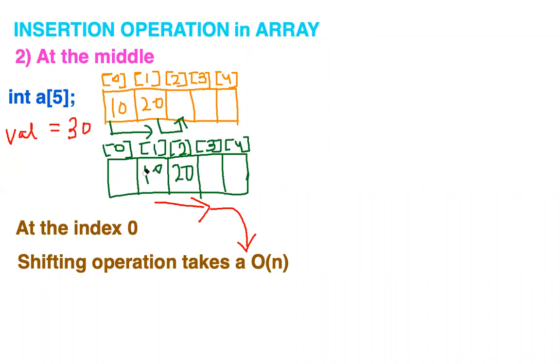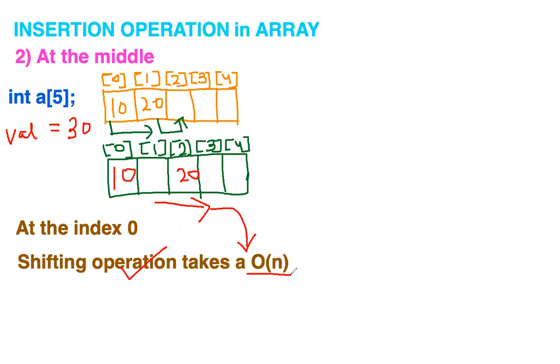What happens here? So I want to insert a value after 10. What I will do is keep 10 as it is, but make the position after the value 10 empty and shift all the elements to the right again. So again, a shifting operation is required, which in the worst case will take an order of n time.